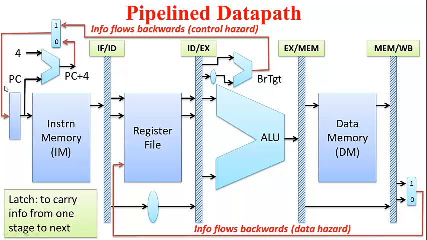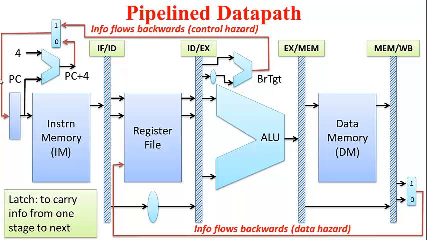So this diagram depicts the modified data path. We start with the PC, use it to read instruction memory. So in this particular implementation, I have assumed different instruction memory and different data memory to avoid the structural hazard we just talked about.